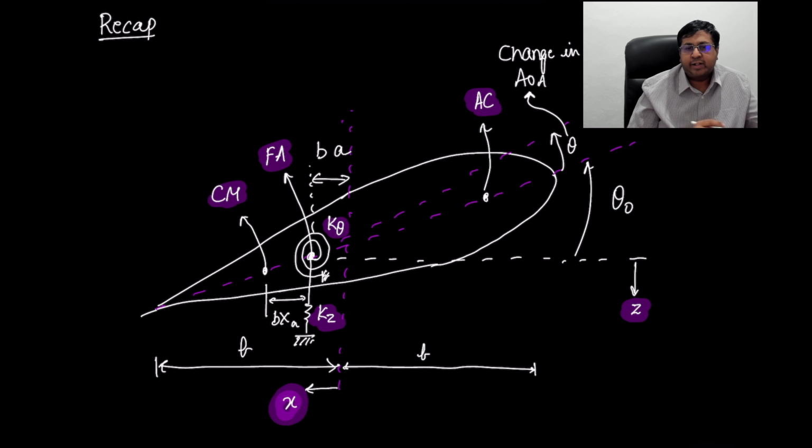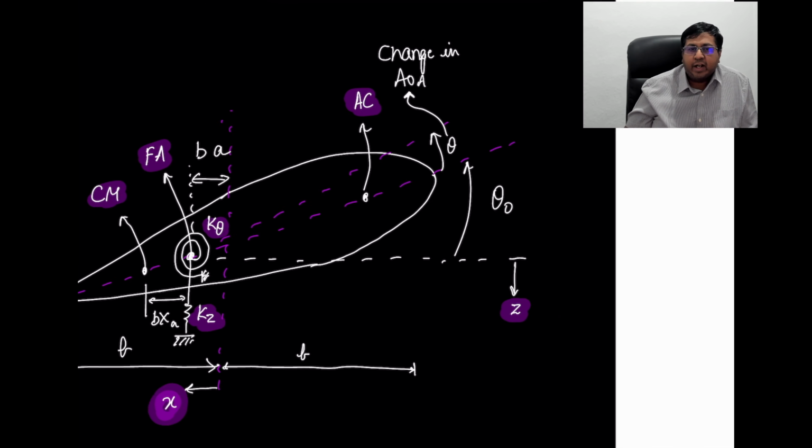We said the stiffness is Kz. We also defined the center of moment, center of mass, the elastic or flexural axis, and the aerodynamic center. And we said the initial angle of attack of this wing is something like theta naught, and it undergoes a pitching of some arbitrary angle, theta. That's kind of where we had defined last time.